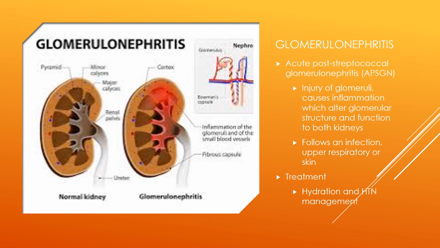But this is an additional one, right? Glomerulonephritis usually occurs after this type of a group A strain, whether it be respiratory or skin. There's no specific treatment for glomerulonephritis. We're just really aiming at maintaining fluid volume and then managing any hypertension that may be going on.